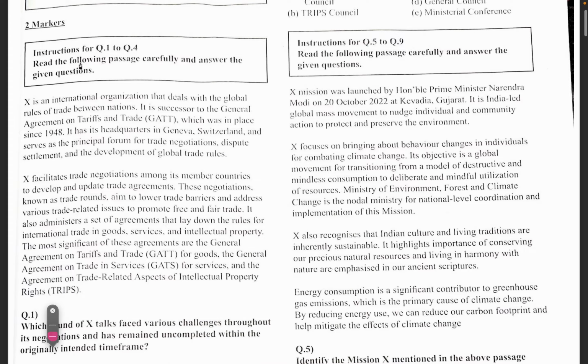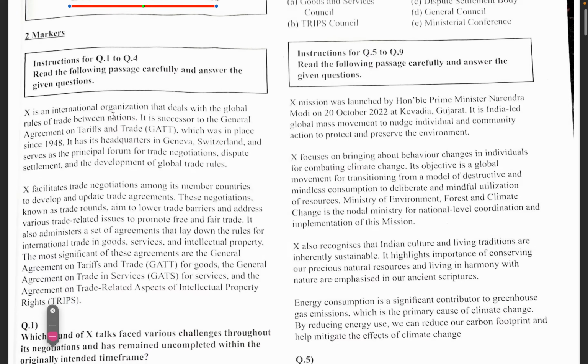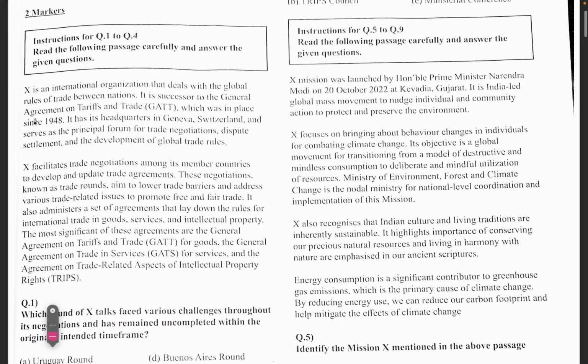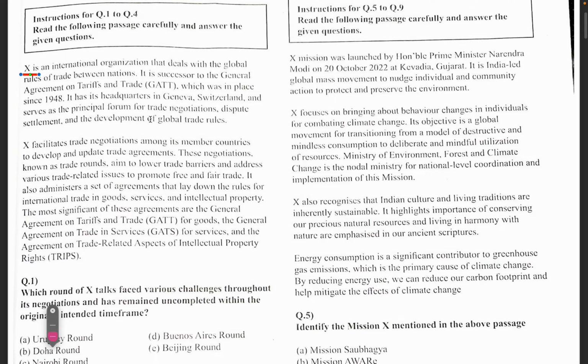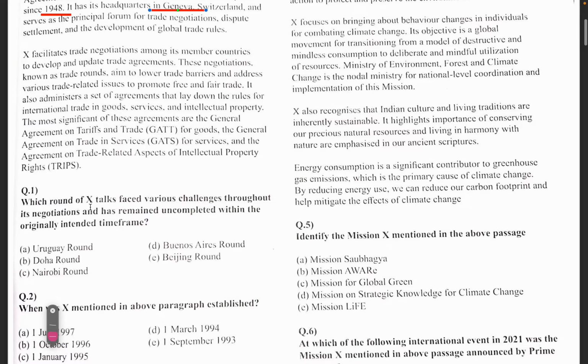So this is the first question, wherein they have given a passage and we have 1 to 4, total 4 questions which they'll ask related to this. They have mentioned X is an international organization. Here X is a variable, and they have given the details about what X is: when it was established and where the headquarter is. From these details we need to answer the question.